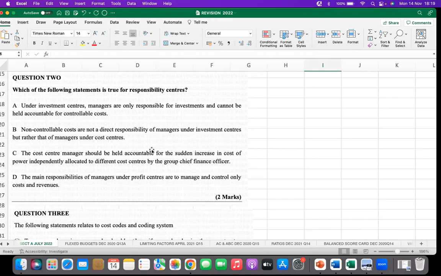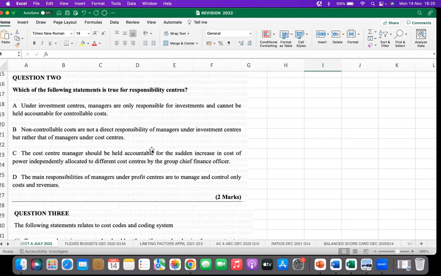Remember, responsibility centers are centers whose managers are responsible for their performance. We have four responsibility centers. The first center is called cost center. The second center is known as revenue center. The third center is known as profit center. And the last center is known as investment center. I'm repeating: cost center, revenue center, profit center, and investment center.